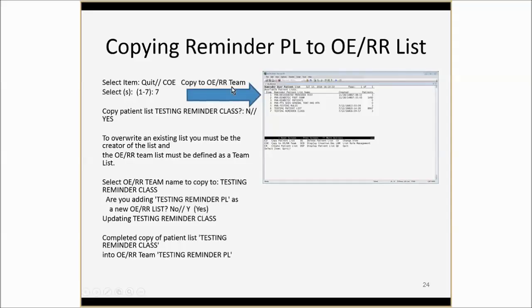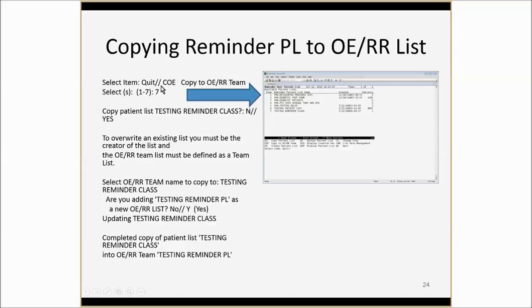So what I do is I go into the OERR team list copy to. You're going to go there, and then you're going to add which. So this is how you do it. I'm going to grab number 7 from this list, which is my testing reminder class, because I do have some patients in there. And then I'm going to create my list.